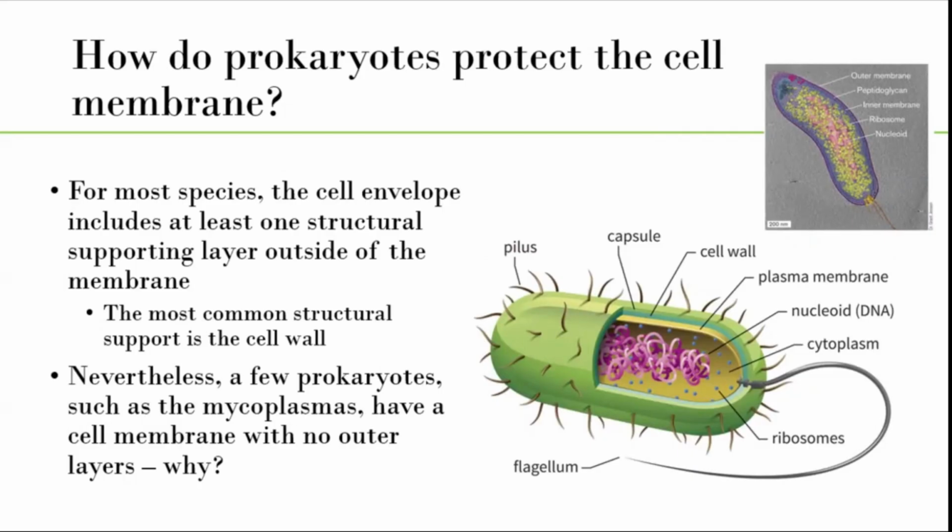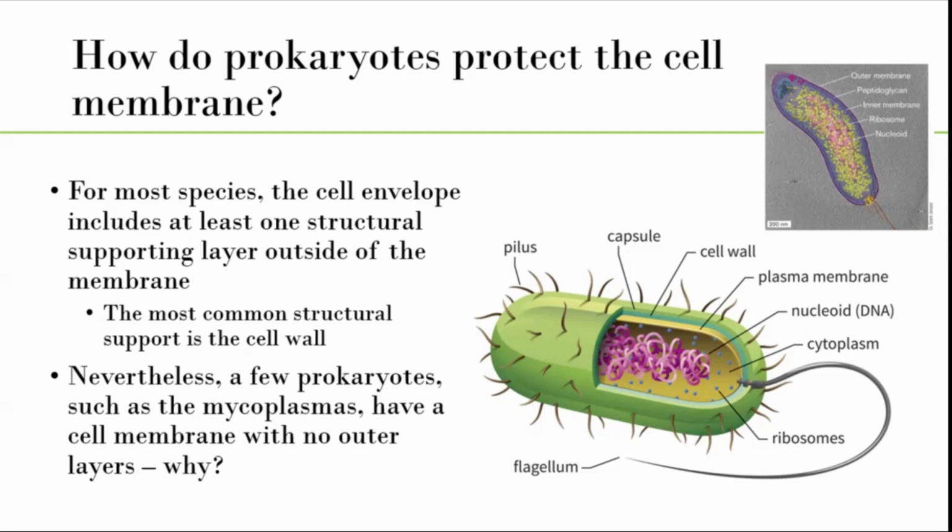It is the most common structural support, the cell wall, and pretty much all bacteria have this. All prokaryotes have a cell wall, except for a few in the family or the group Mycoplasma. These ones have a cell membrane with no outer layers because they are obligate intracellular pathogens, meaning they don't really live in the environment ever.